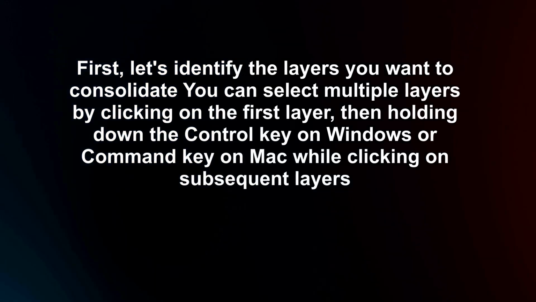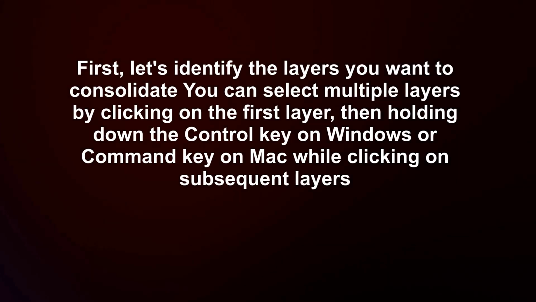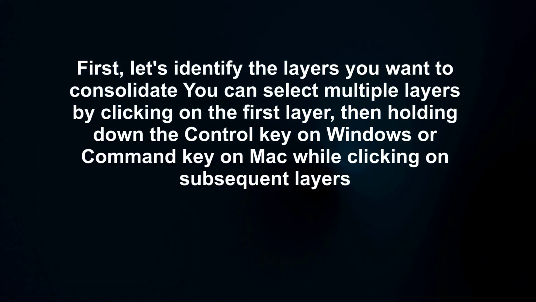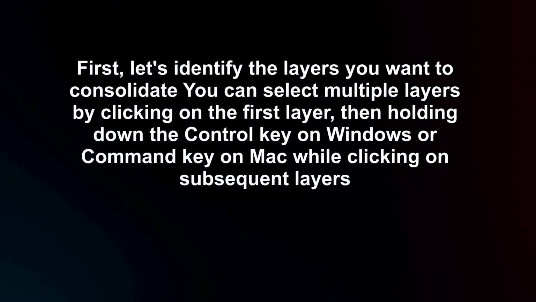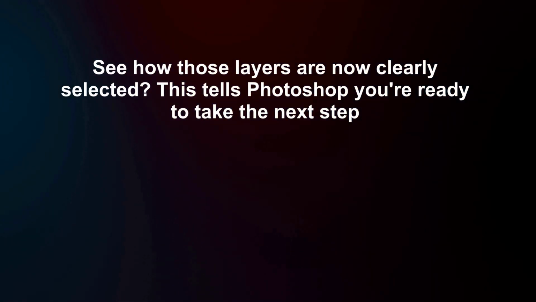First, let's identify the layers you want to consolidate. You can select multiple layers by clicking on the first layer, then holding down the Control key on Windows or Command key on Mac while clicking on subsequent layers. See how those layers are now clearly selected? This tells Photoshop you're ready to take the next step.